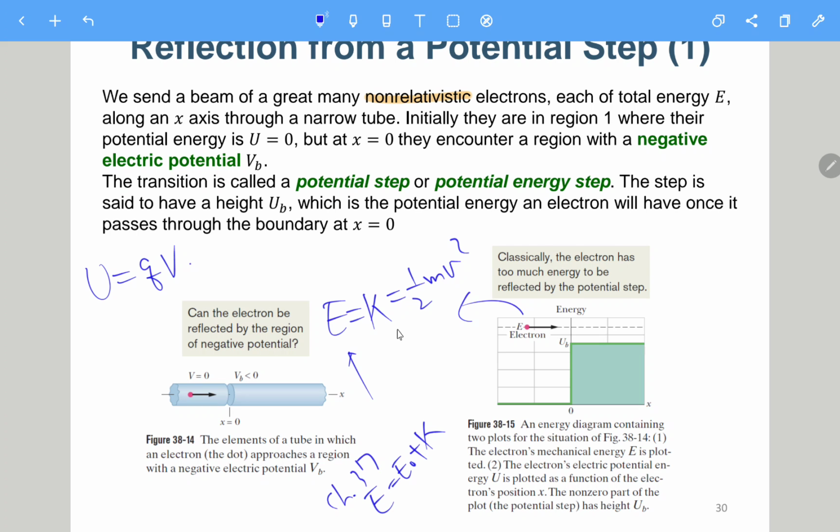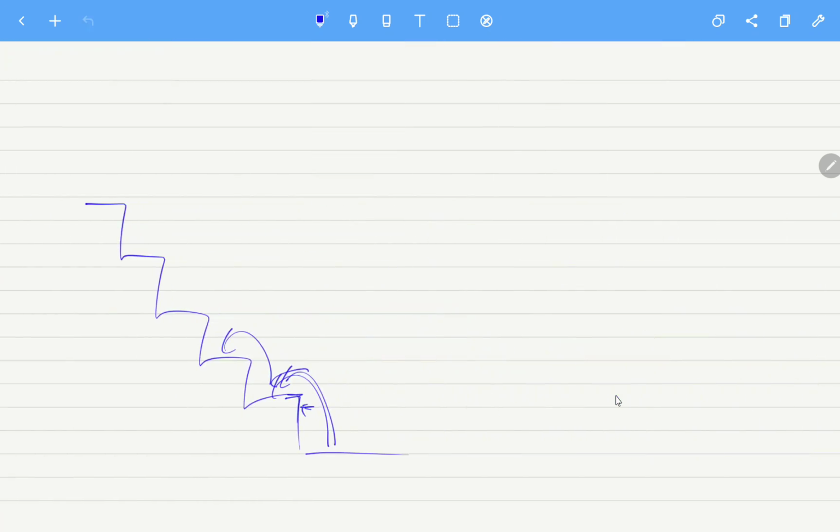Okay, so here if we assume the kinetic energy is higher than this potential, of course in classical mechanics this particle should be able to go through this potential step. But in quantum theory, it's not the case. It may be reflected by this step. Even if this step is lower than its energy, the particle may have some probability of being reflected by this potential step.